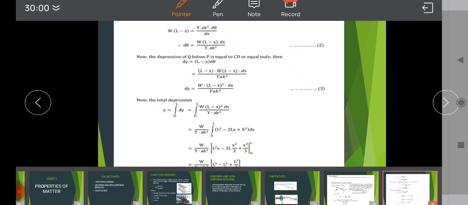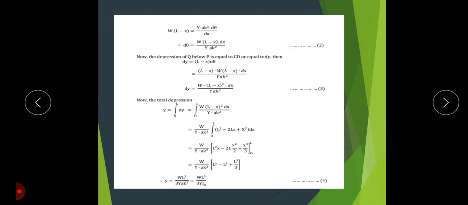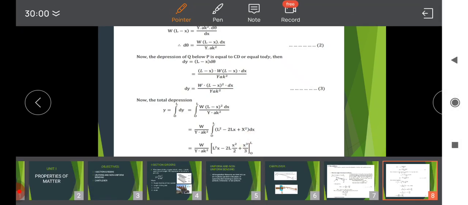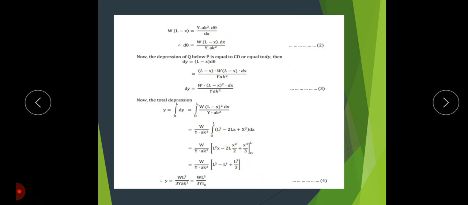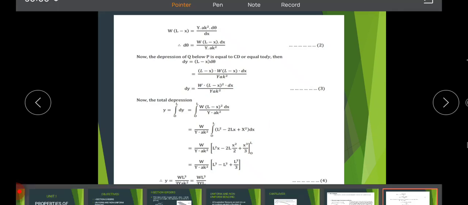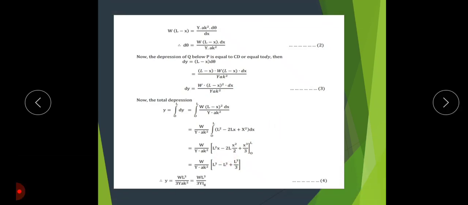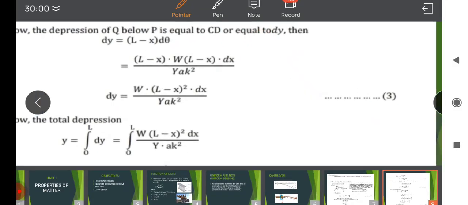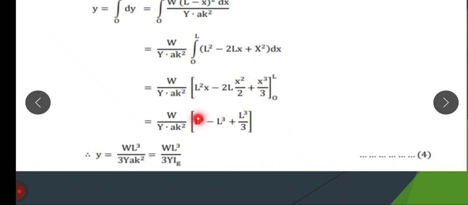The next, this term already consists of 2L divided by L. So the 2 gets cancelled, as both the numerator and denominator consist of a 2. Then for x square, substituting the value of L, that becomes L square into L, that is L cube. This term becomes L cube plus x cube; instead of x cube we substitute L cube divided by 3. Here, minus L cube plus L cube will be cancelled.